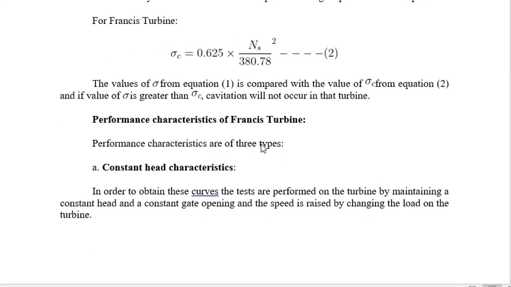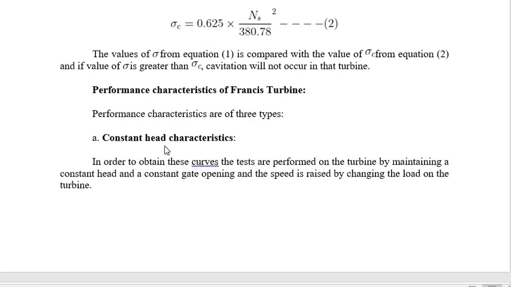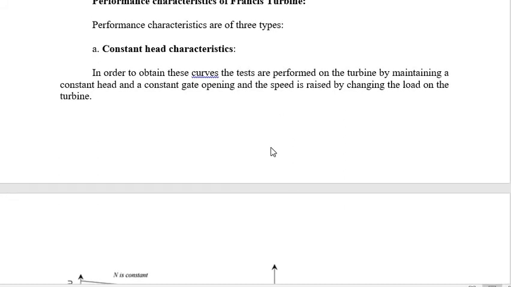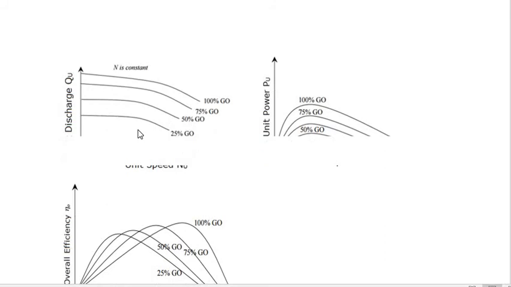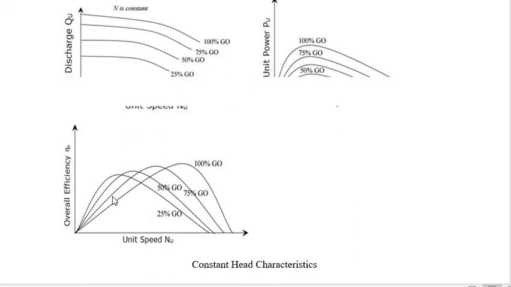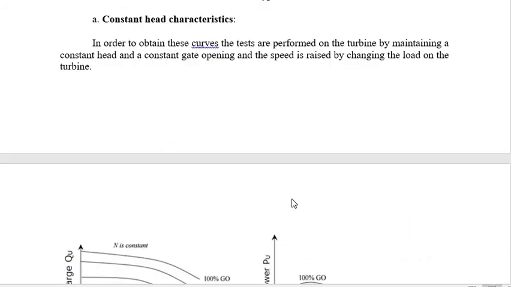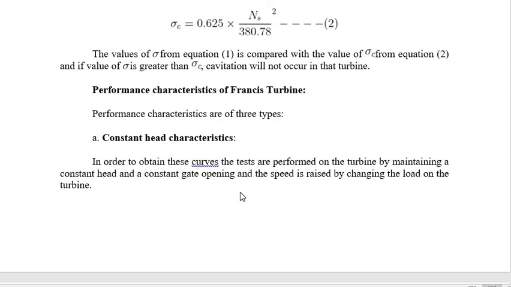Then we have the performance characteristics of the Francis turbine that we have to determine in the lab classes. This one is the constant head characteristics. In order to obtain this curve, the tests are performed on the turbine by maintaining a constant head. So we have to fix the pressure head, constant gate opening, and the speed is varied by changing the load on the turbine. By doing that we can obtain different kinds of graphs: one for discharge rate, another for power output, and another for overall efficiency. This is the constant head characteristic because we have kept the pressure head constant, and the curves are obtained by varying the speed by putting load on the turbine.